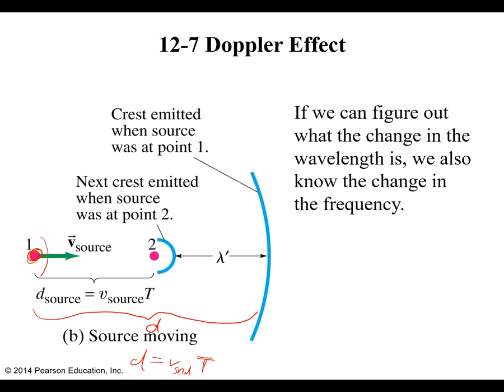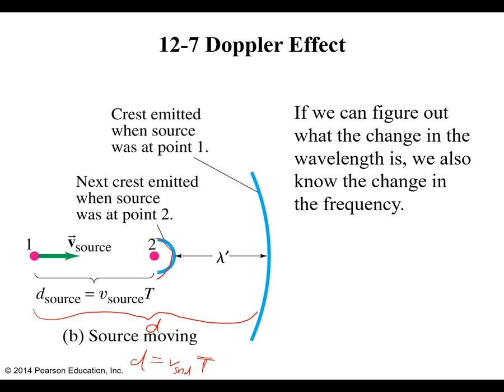Okay. Now, let's get it moving. So now we have our object at point 1. It's moving forward with some velocity, emits a pulse. By the time it emits the second pulse, it has now moved over here.